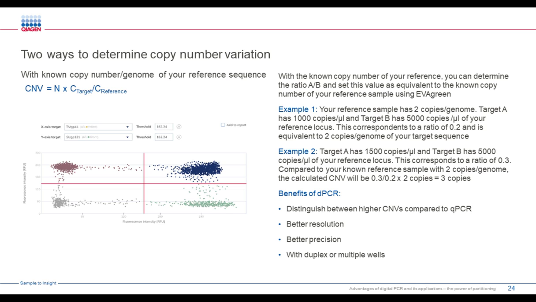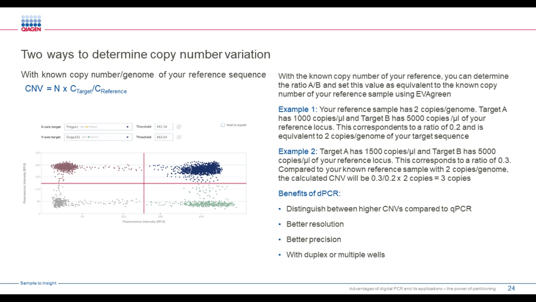So if you take example 1, where your reference sample has 2 copies per genome, and target A has 1,000 copies per microliter as an absolute quantification, and target B has 5,000 copies per microliter of our reference locus. So this corresponds to a ratio of 0.2, and is equivalent to 2 copies per genome, because this is the reference that we have. So this is what we use.